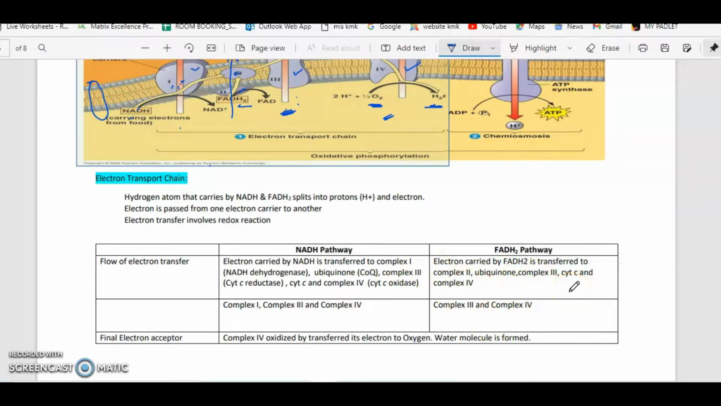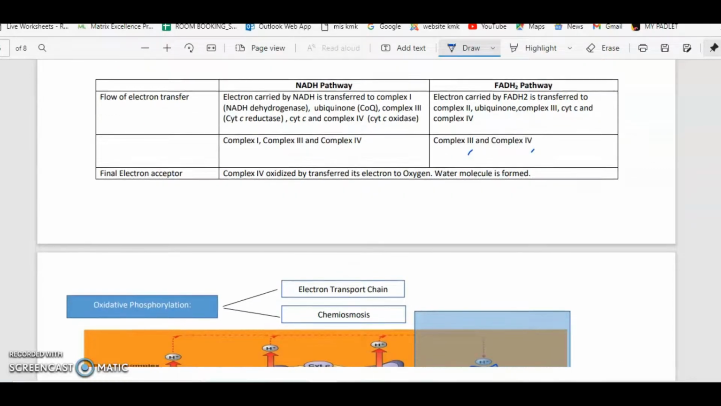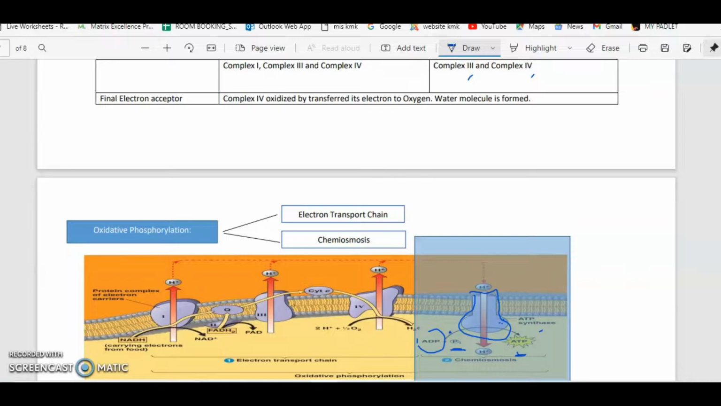But the complexes that pump hydrogen ion from matrix to intermembrane space are only complex 3 and complex 4. In both pathways, the final electron acceptor is the same, which is oxygen. When it is reduced, it will react with hydrogen ion to form water. So now kita tak dapat lagi 34 ATP tu, betul tak? And when we say oxidative phosphorylation, we are just halfway because we just learned about ETC.